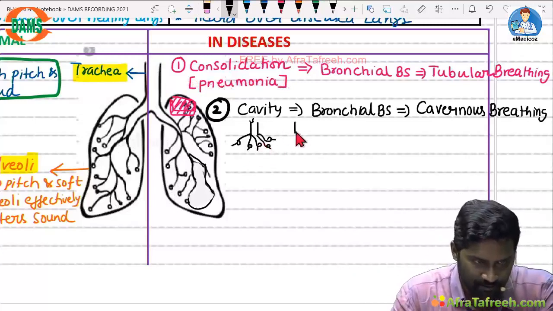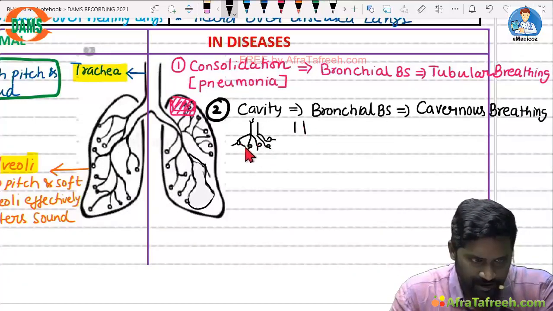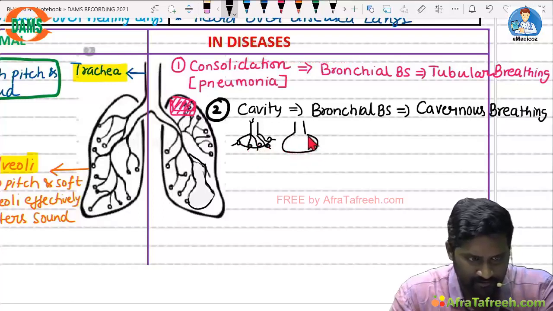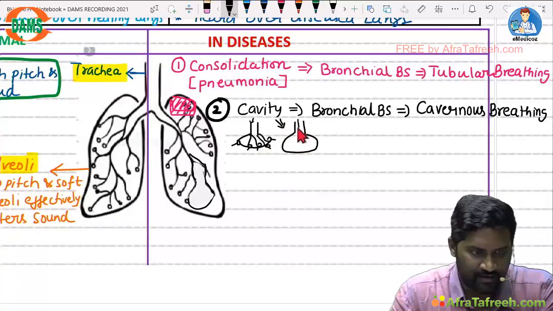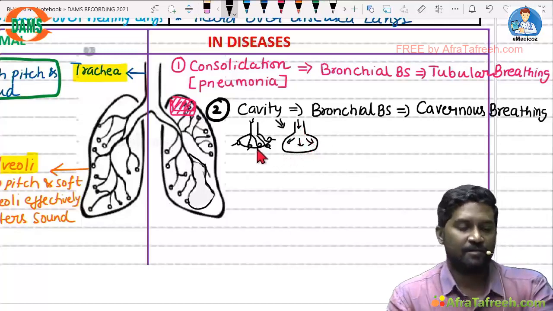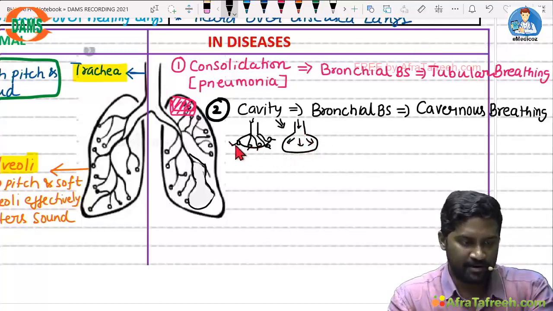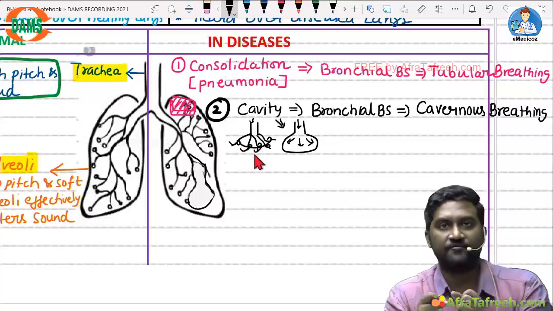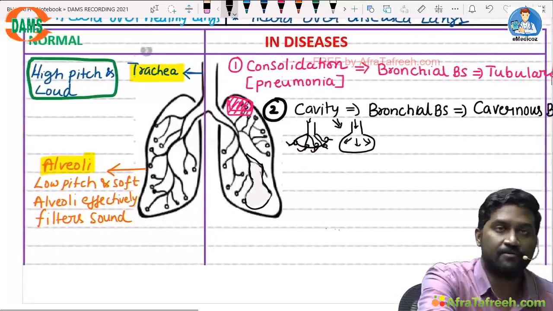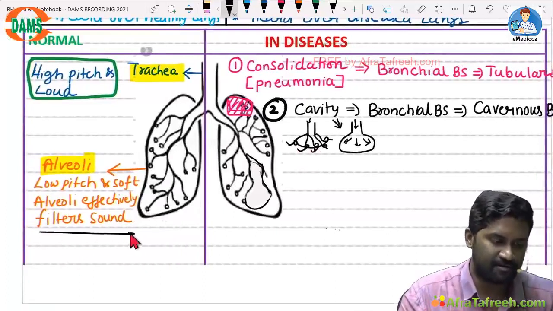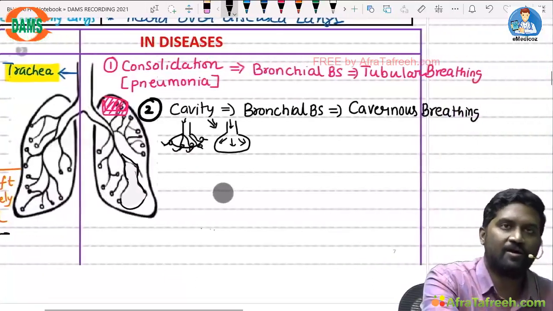Now in a cavity, all these alveoli are destroyed and it forms a uniform air filled space. So this is the cavity. Now this air will come into the bronchus, and from the bronchus it goes into the cavity. Previously here there were multiple alveoli which were filtering this sound. We know that alveoli effectively filter sound. Now these alveoli are lost.